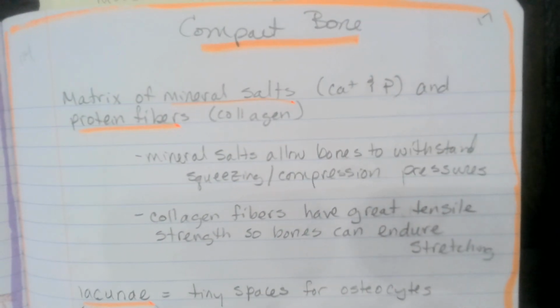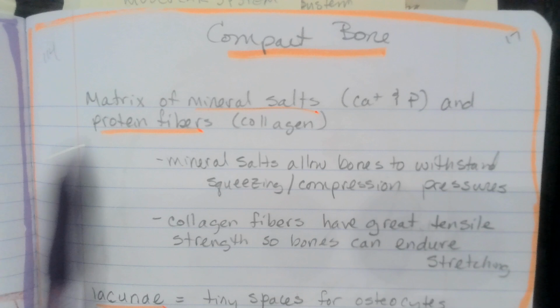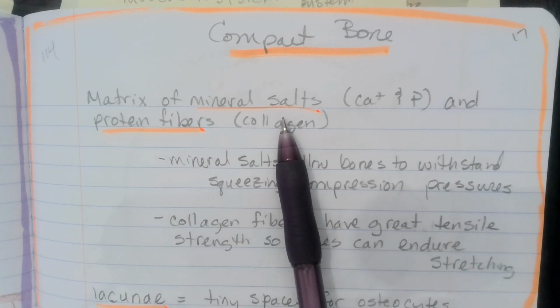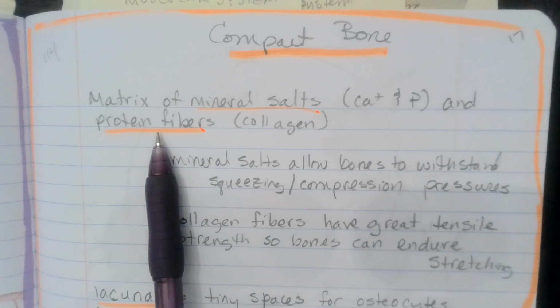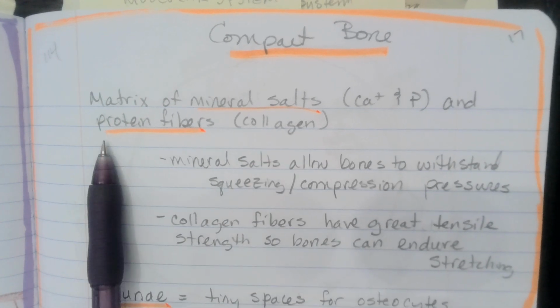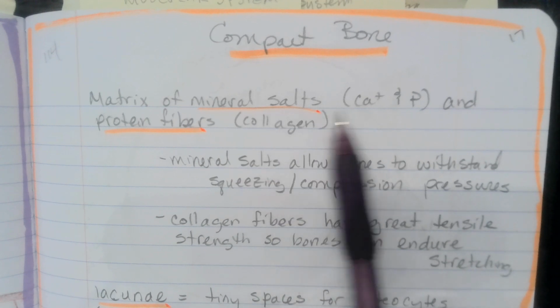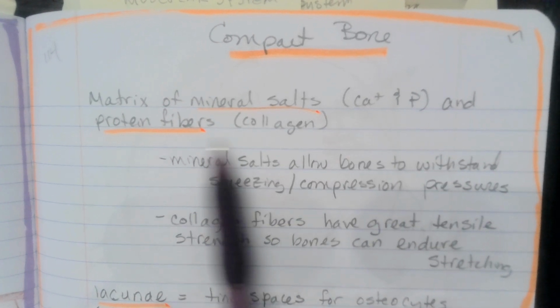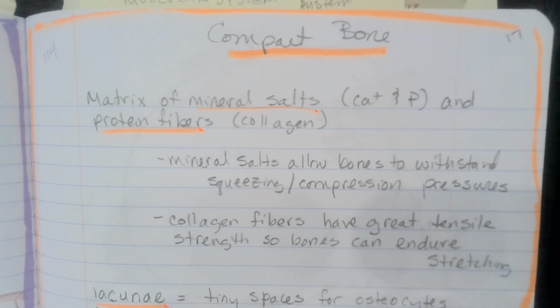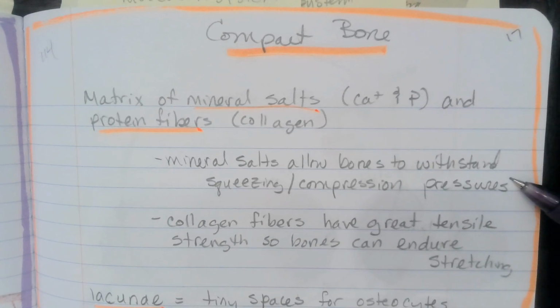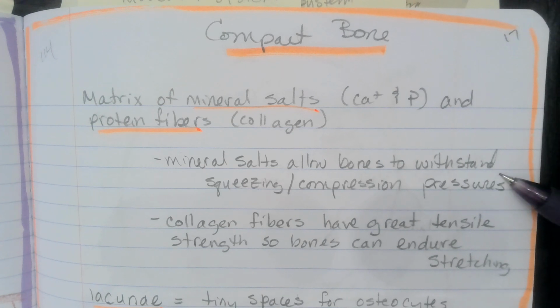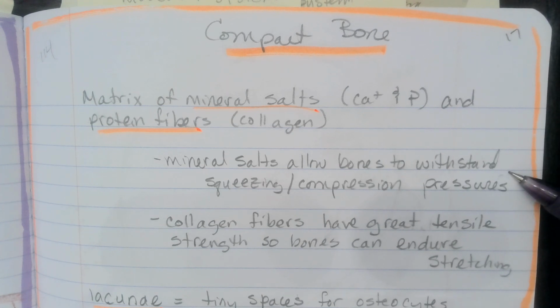All right, compact bone. The structure of compact bone is a matrix of mineral salts like calcium and phosphorus and protein fibers like collagen. So the mineral salts allow bones to withstand compression pressures, the squeezing pressure. That's what makes it strong against squeezing.